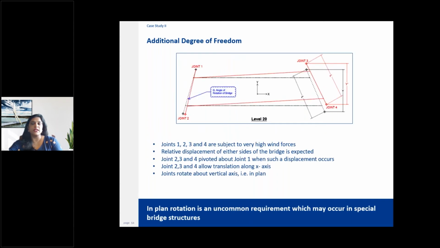For instance, in this span, one can see that there are 4 joints, and joints 2, 3, and 4 are required to pivot about joint 1. The joints 2, 3, and 4 are also required to accommodate translation in the x-axis. Due to this, the bearings which are provided at all 4 joints will have to cater to another degree of freedom, which is the in-plane rotation.